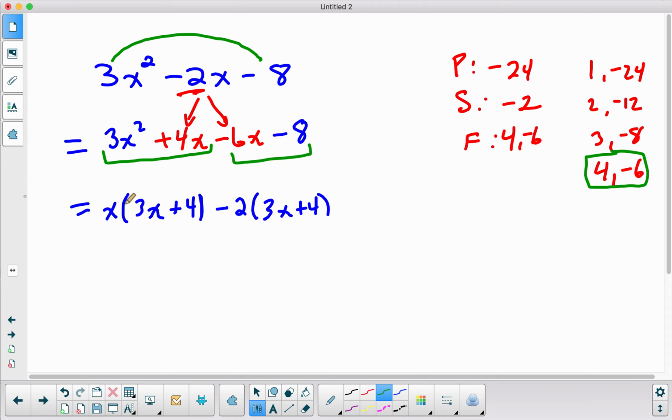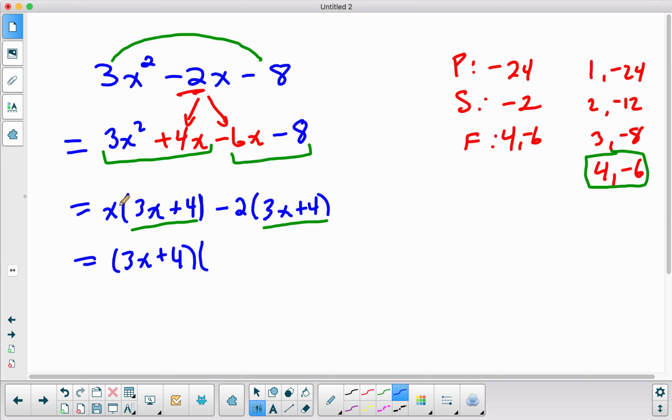All right, in this first term here, we have x times (3x plus 4). X is a factor. 3x plus 4 is a factor. Second term is negative 2 times (3x plus 4). Negative 2 is a factor, and 3x plus 4 is a factor. In the first term, 3x plus 4 is a factor. In the second term, 3x plus 4 is a factor. It's a common factor. So 3x plus 4 is pulled out as a common factor.